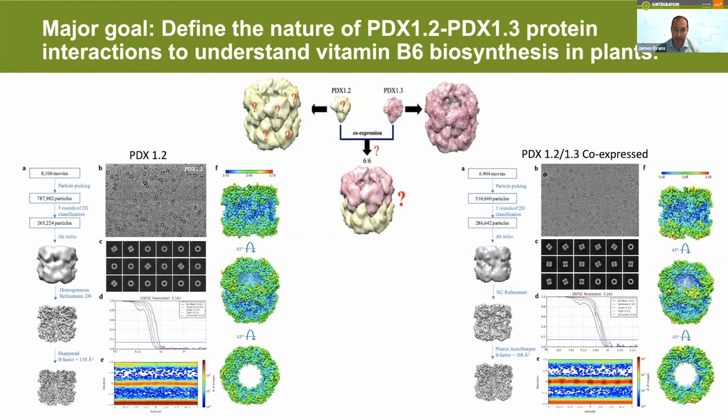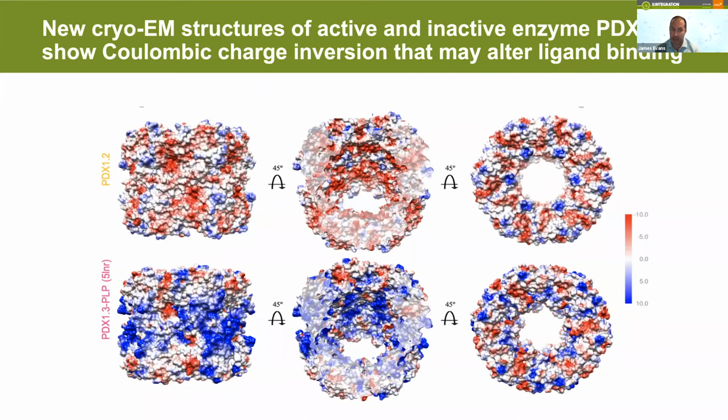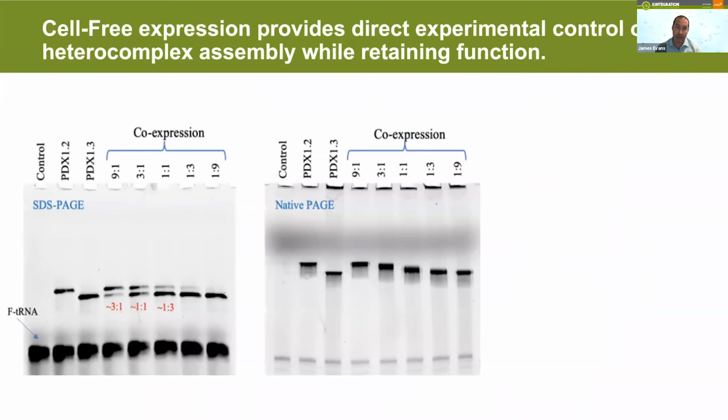We wound up being able to use cryo-EM in order to look at both PDX 1.2 as well as PDX 1.2, 1.3 co-express complexes. We wound up seeing similar shapes, not a lot of differences between them, except for the overall Coulombic charge inversion that you would see. But that really didn't explain everything on its own. So combining the cryo-EM with cell-free expression allowed us to really control the amount of protein that was generated for each one. And you see on the left-hand side the SDS-PAGE showing both proteins present, but in the co-express complex that they're merging together in various stoichiometries in order to create these stabilized complexes.